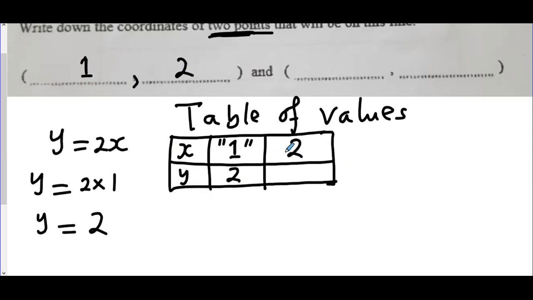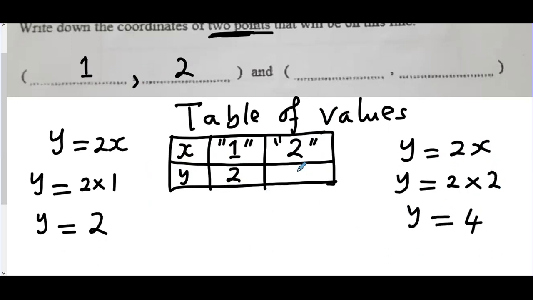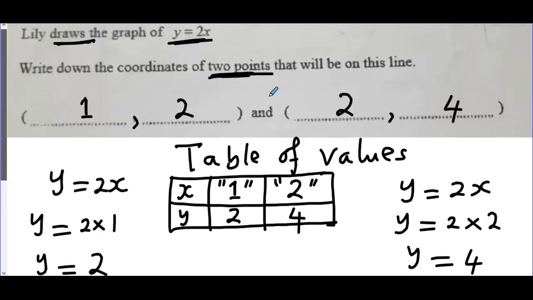And how about the second value of x? For the second value of x, we have y equals 2x, and this time the value of x is 2. So we're going to substitute here. This will be 2 times 2, and therefore y will be equal to 4. And the coordinates will be 2, 4, right? 2, 4. You see?